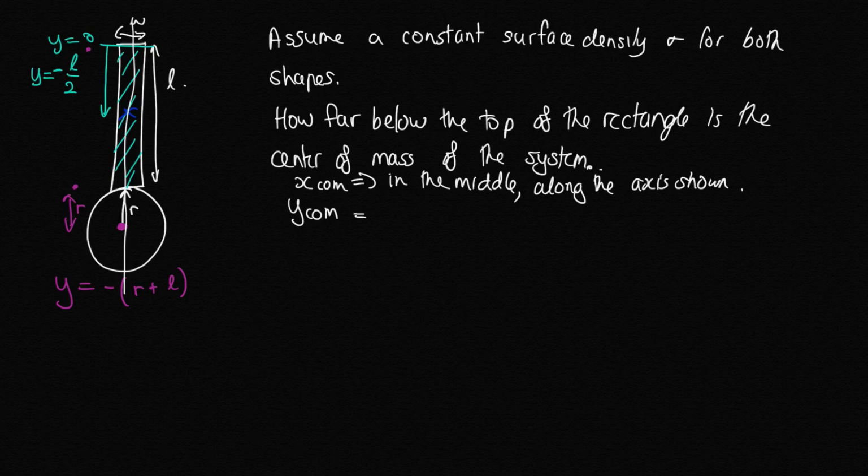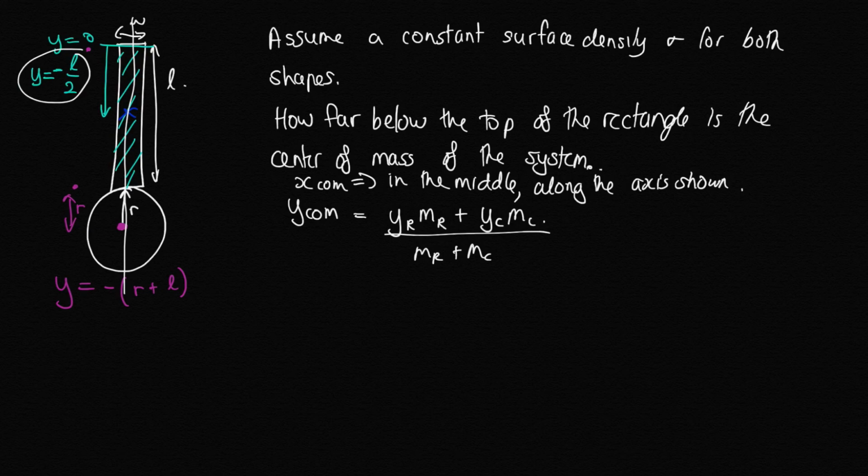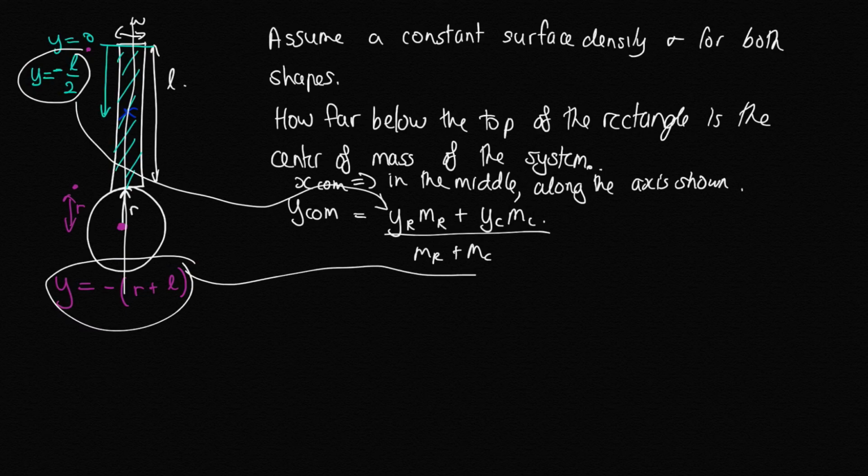So we can treat this as two discrete objects now, with the masses for each of those discrete objects concentrated at their center of mass. So y for center of mass will be equal to the y for the rectangle times the mass of the rectangle plus y for the circle times the mass of the circle, over the mass of the rectangle plus the mass of the circle. The mass of the rectangle plus the mass of the circle is just the total mass of the shape. And we have calculated y_R here, so this one goes in here. And this one here is y_C, so this will go in here.